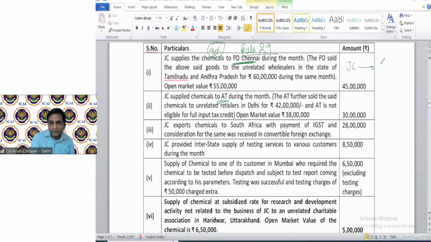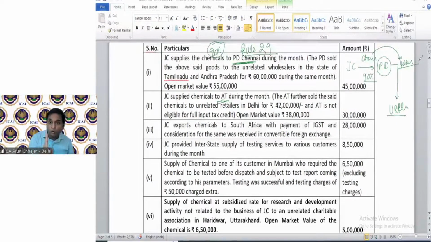JC is making the supply to the PD Chemical. As per the valuation rule, I can take 90% of what? 90% of the price which is being charged by the PD to an unrelated customer. Unrelated customer, and not the same product, but a like kind and quality product.